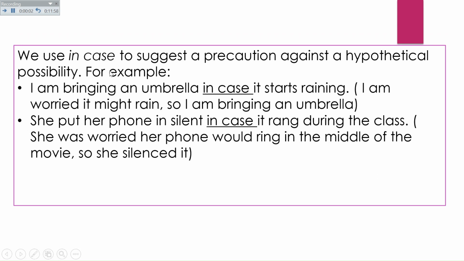Okay, we use in case to suggest a precaution against a hypothetical possibility. For example, I am bringing an umbrella in case it starts raining. Like I am worried it might rain, so I'm bringing an umbrella. That's what it means, right? It's a precaution that I'm bringing an umbrella in case it starts raining.